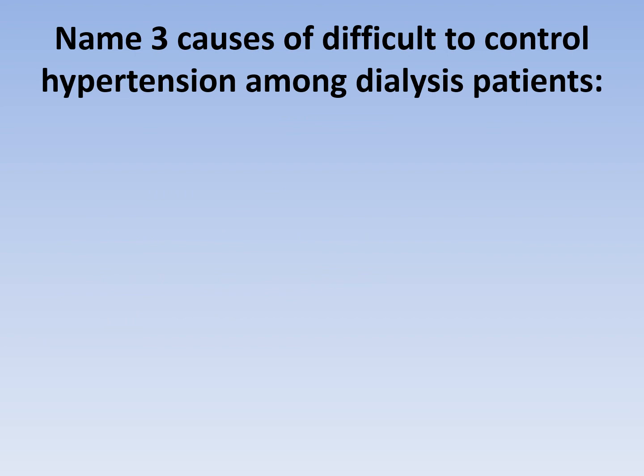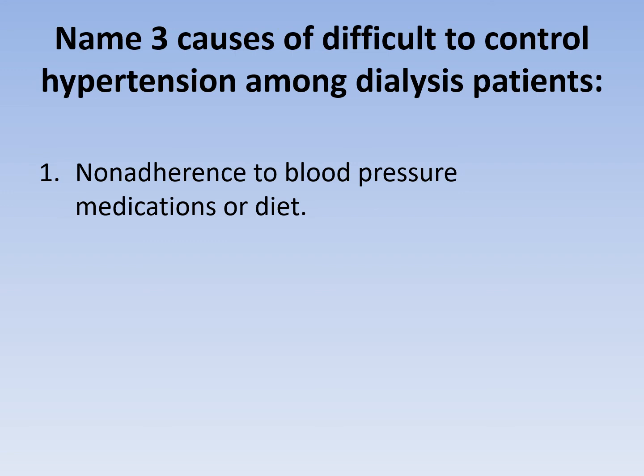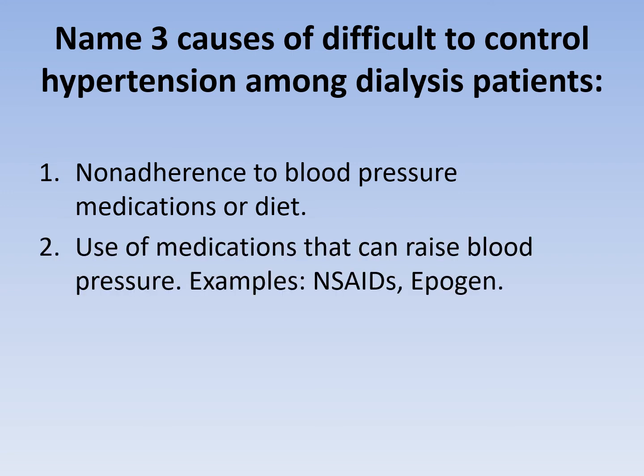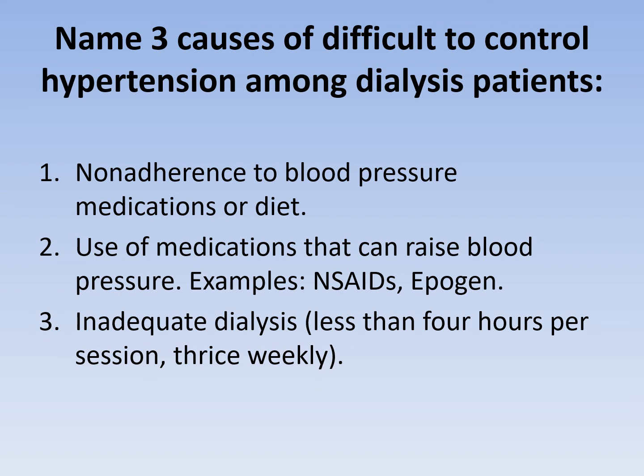Next question, name 3 causes of difficult to control hypertension among dialysis patients. Very good. So non-adherence to blood pressure medications or diet, the use of medications that can raise blood pressure, inadequate dialysis, or renovascular hypertension.